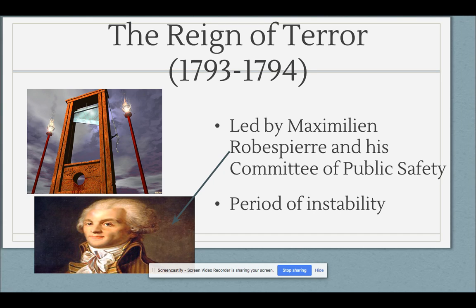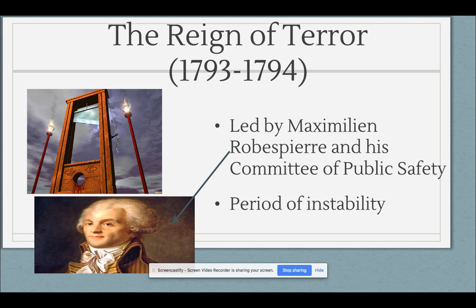So realistically, this period would begin right after the execution of Louis XVI. Traitors and the enemies of the revolution were executed. Numbers vary. An estimated 40,000 people were killed in just one year alone of the Reign of Terror. Okay? So there was a lot of fear that was instilled.